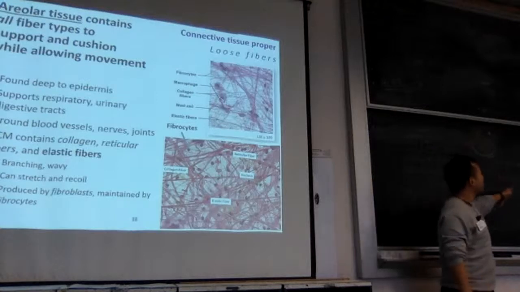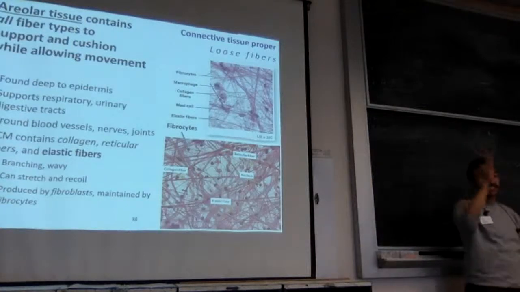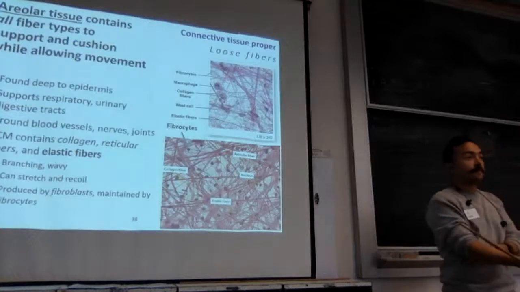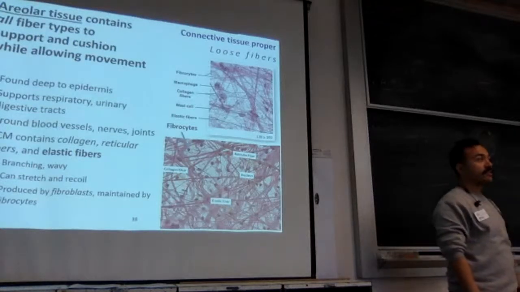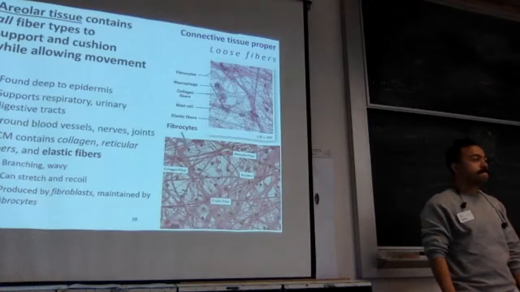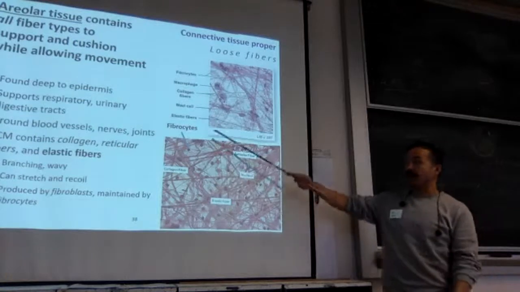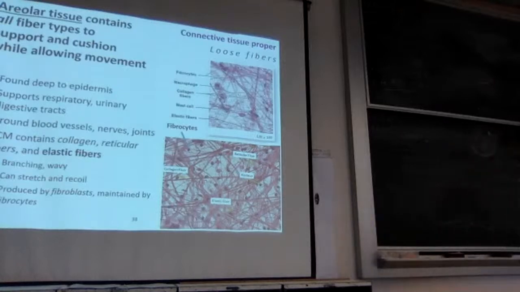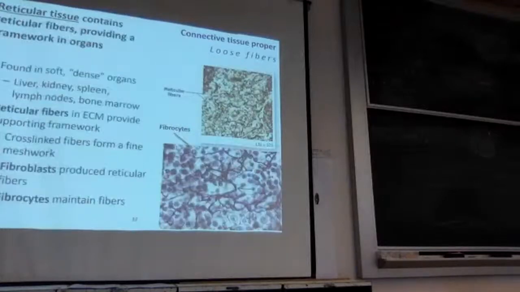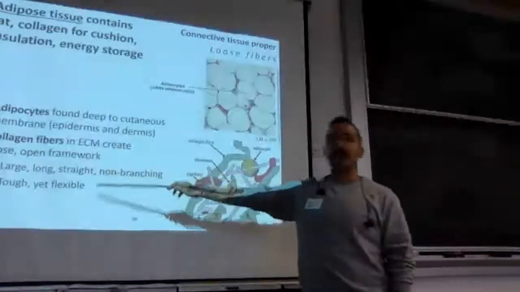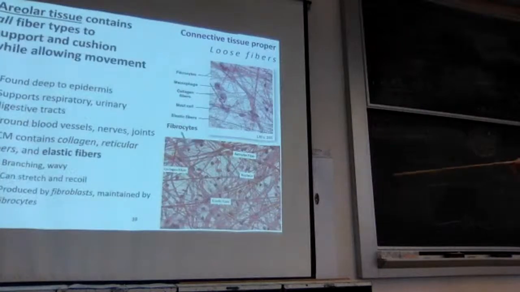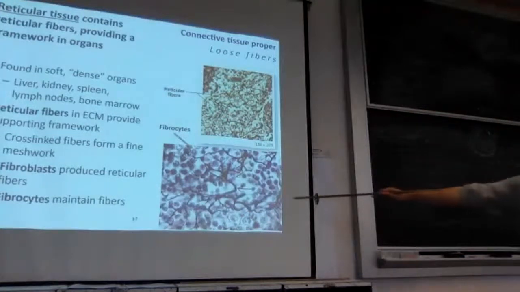How do I describe adipose? Surrounding adipose, there's collagen fibers, and collagen is straight. So right now we're talking about the fibers that surround these tissues, that are in the extracellular matrix. Adipose is a type of connective tissue. Same idea as I mentioned before. Fibroblasts build the extracellular matrix. Fibrocytes maintain it. Collagen is straight. They're large, they're long, and they're straight, and they don't branch. Elastic is wavy, and it can branch. And reticular is jagged and branched.